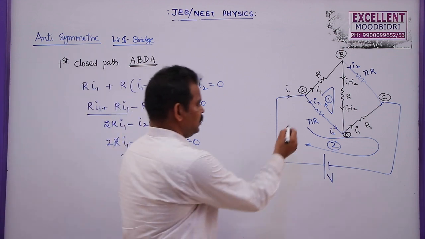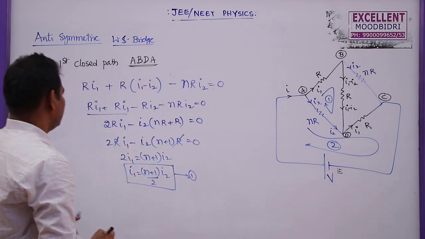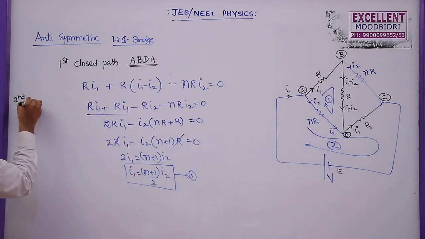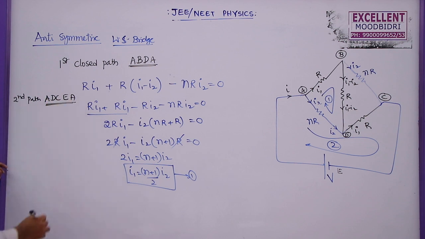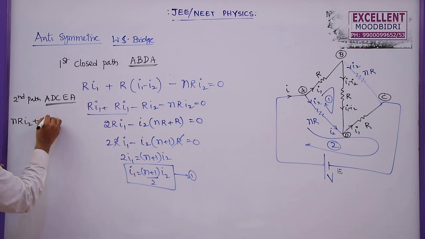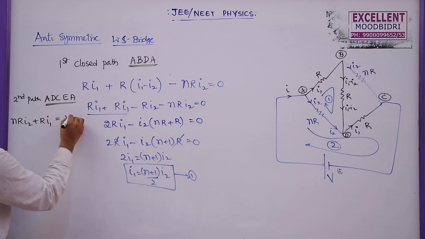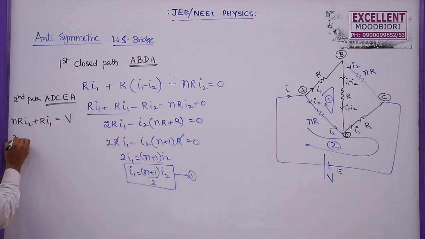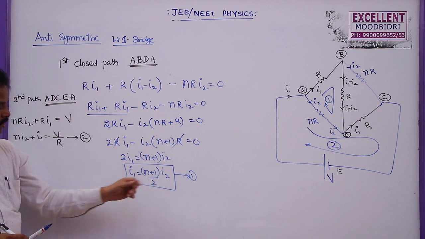Now let me take the second path, ADCEA, where you can write this point as E. Now for the second path ADCEA, between A and D, this will become NRI2. Between D and C, this is RI1, which is equal to the EMF of this battery, which is given as V. You can take R common here. NI2 plus I1 is equal to V by R. This is equation 2.